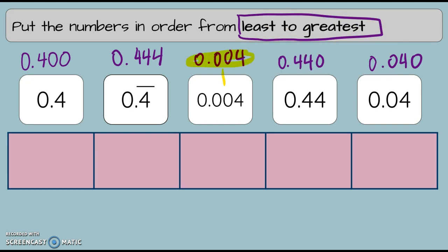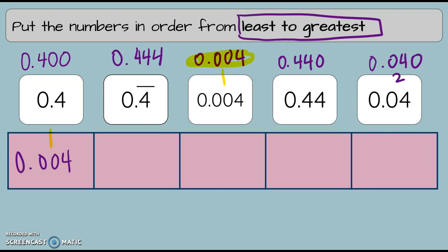Okay, so I could label that number 1. I would click and drag that box. I'm just going to recopy it into the first box. So 4 is my smallest number. Now I'm comparing 400, 444, 440, and 40. So the next smallest number would be 40.